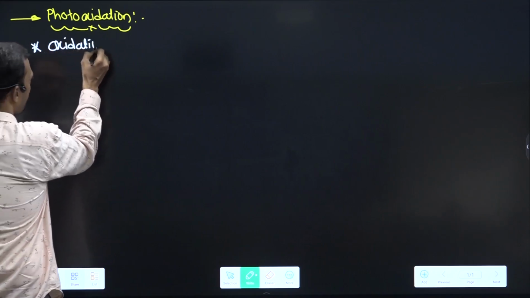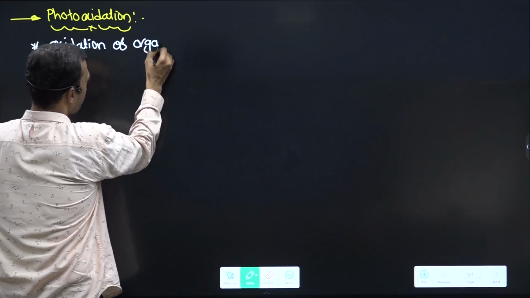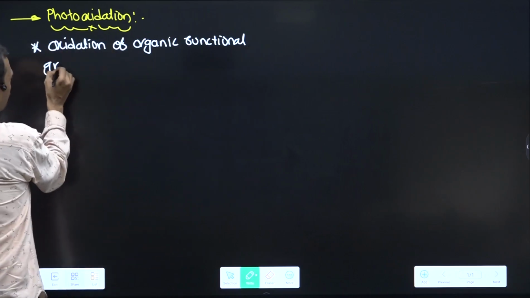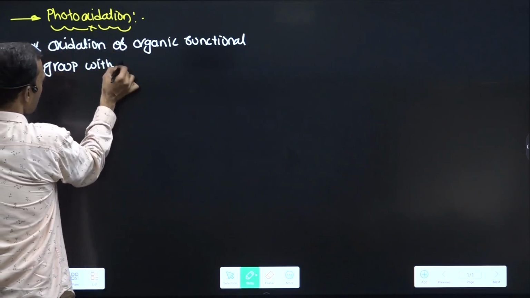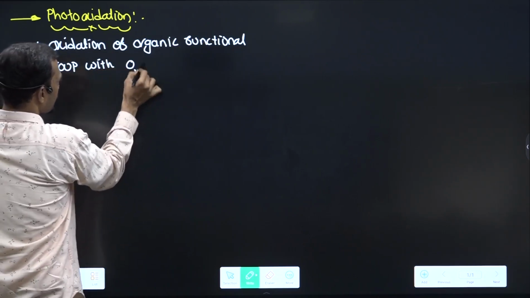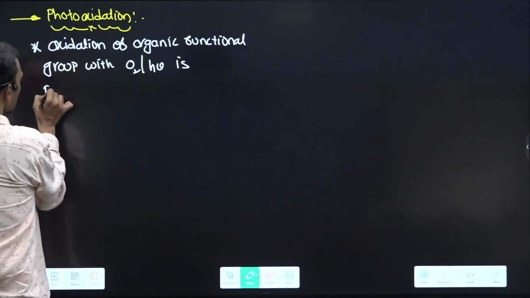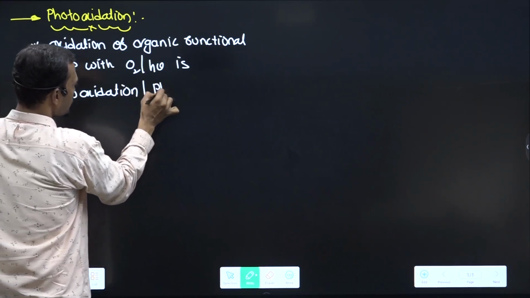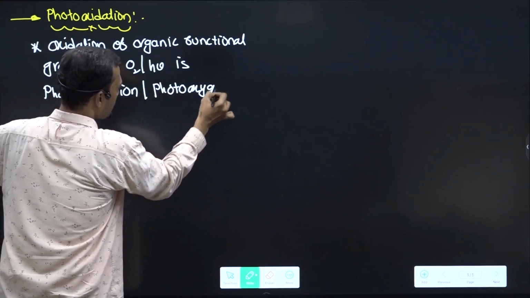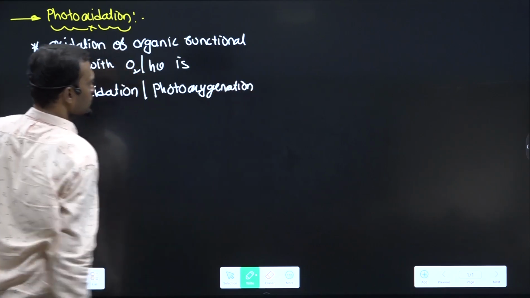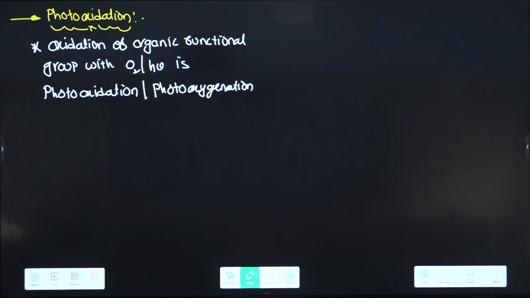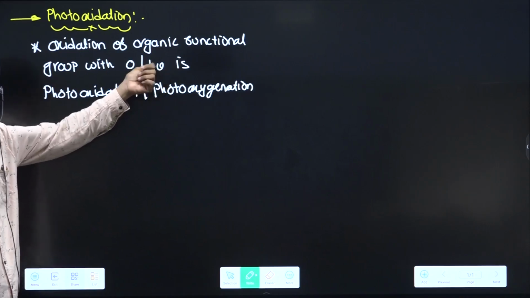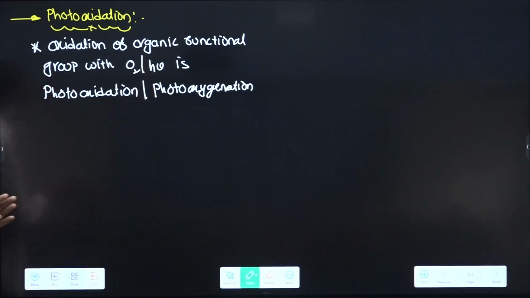See, oxidation of organic functional group with oxygen in light is photooxidation. This is also called photooxygenation. We can say photooxygenation or photooxidation, both are the same. We are oxidizing an organic functional group by using oxygen in light. Oxygen in presence of light is called photooxidation or photooxygenation.